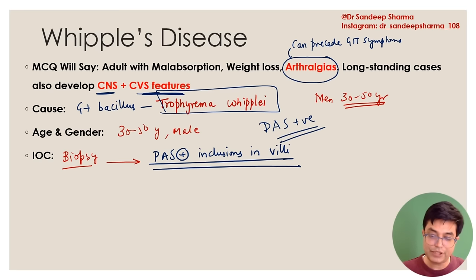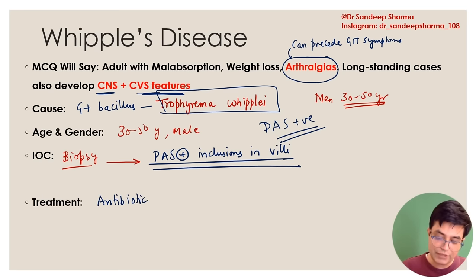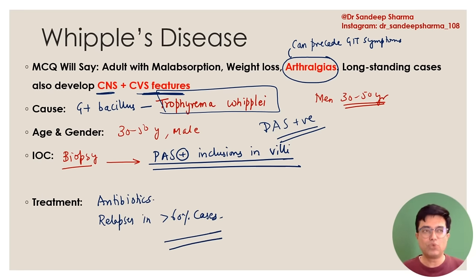Periodic acid Schiff stain ko ye take up karta hai. And what is the treatment in these patients? Treatment in these patients is broad spectrum antibiotics. However, treatment is still not very effective, and relapses occur in more than 60% cases. So multiple courses of antibiotics need to be given. It is a poorly understood and poorly manageable condition. Whipple's disease is the answer here.